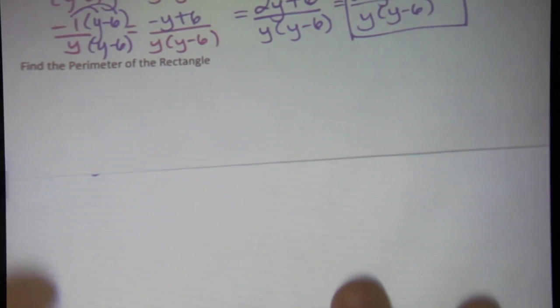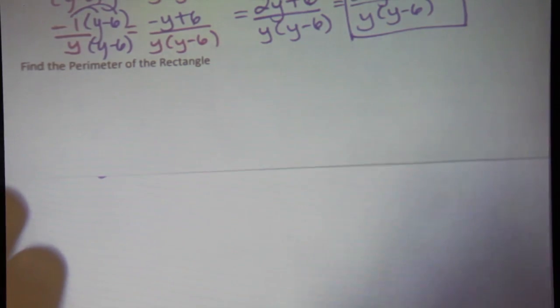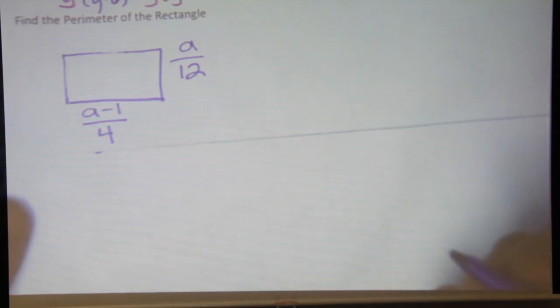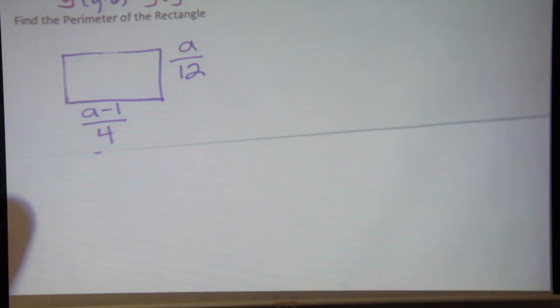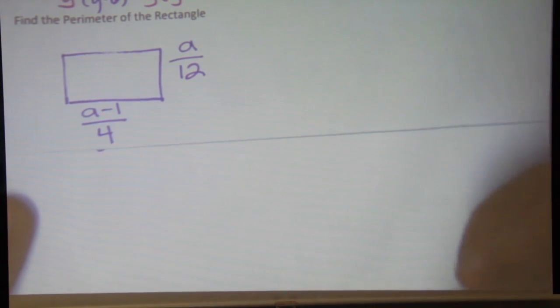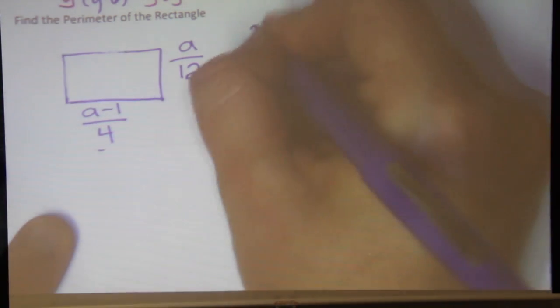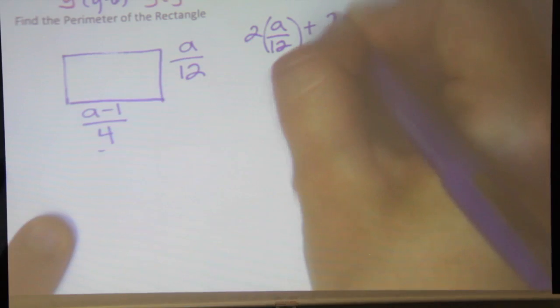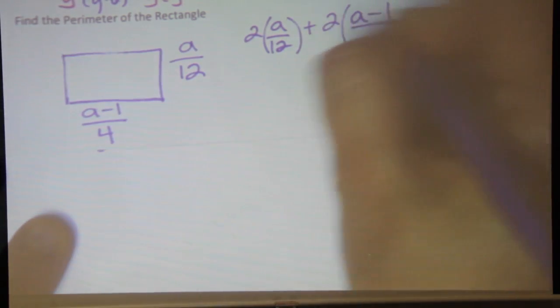So we want to find the perimeter of a rectangle. So our rectangle looks like this. The width is a over 12. The length is a minus 1 over 4. So we know the area for, or not the area, but the formula for finding perimeter is twice the width plus twice the length.